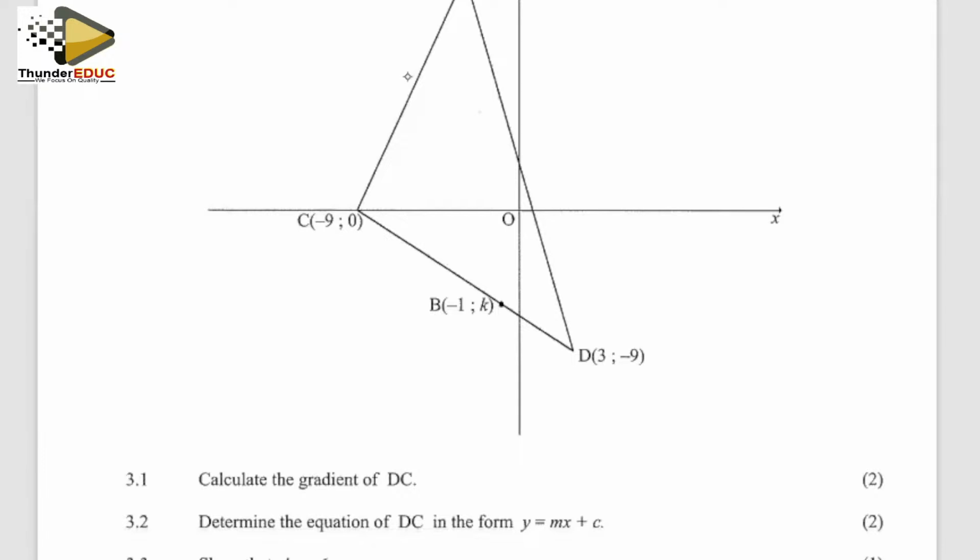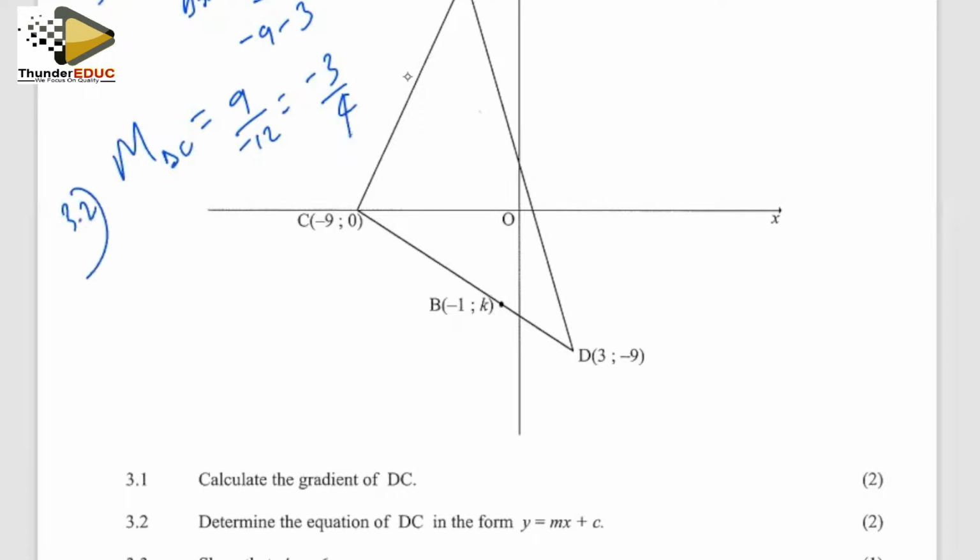3.1, they want us to get the gradient of CD or DC. Let me put it aside. So we know that gradient is change in Y over the change in X. So I'll say 0 minus -9 over -9 minus 3. That will give me 9 over -12, which is going to be -3 over 4. So that is the gradient of DC.